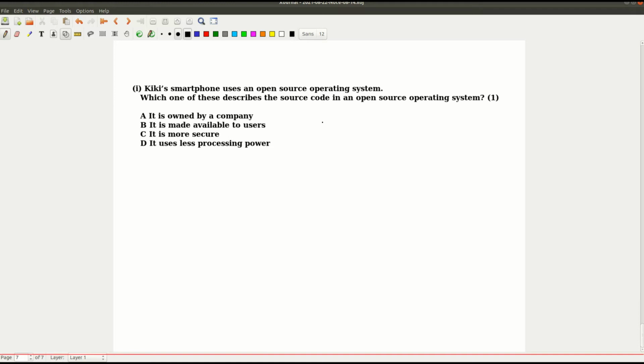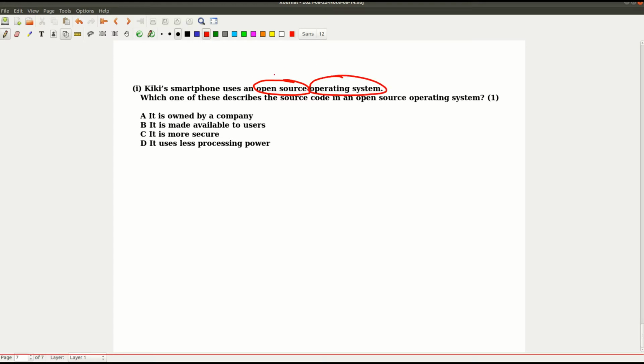Okay, so the next question is: Kiki's smartphone uses an open source operating system. Which one of these describes the source code in an open source operating system? It is owned by a company. It is made available to users. It is more secure. It uses less processing power. So we have to understand the meaning of open source and what an operating system is.